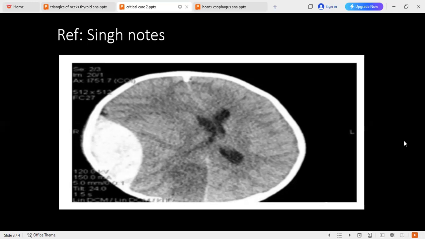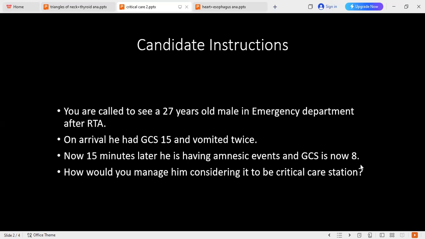How would you tell if your patient is suffering from raised intracranial pressure? What are the signs and symptoms? Nausea and vomiting, convulsion, papilledema, and the Cushing triad, which is increased blood pressure, bradycardia, and irregular breathing rate.